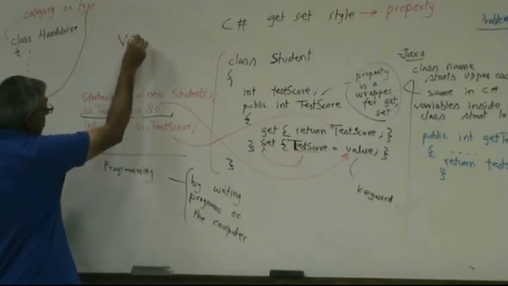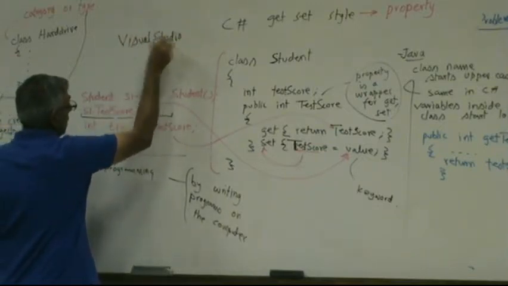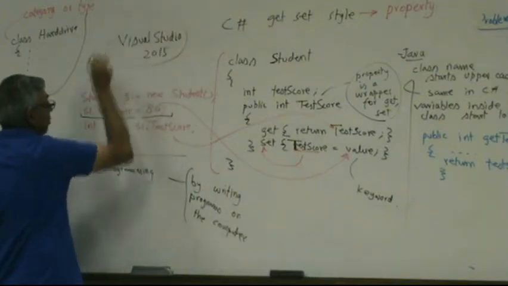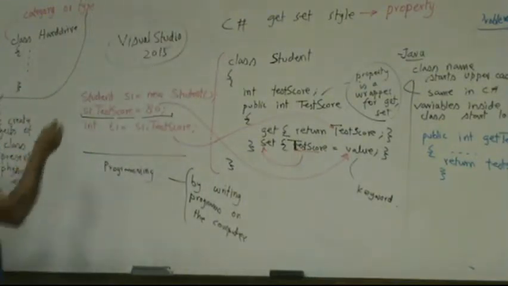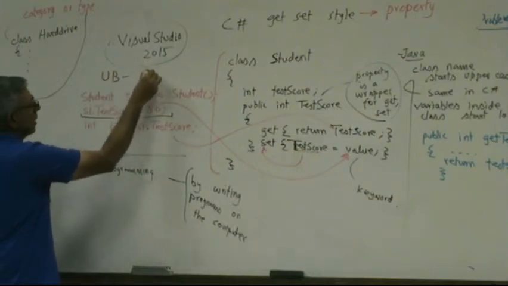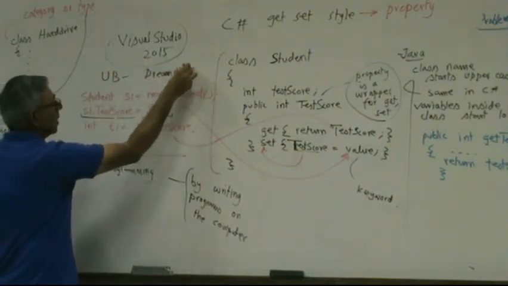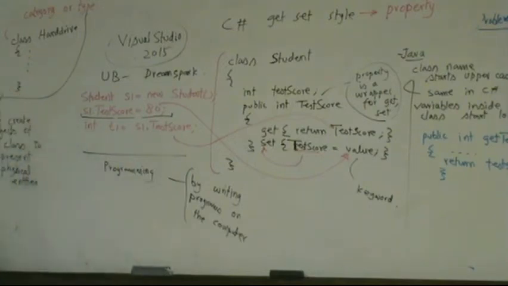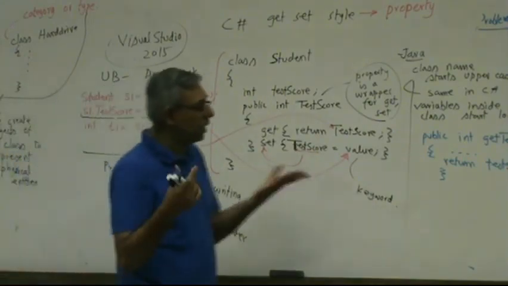You guys should download Visual Studio 2015, that's the latest. We'll work with the latest. UB has, is it called DreamSpark? I forgot what it was called. I'll put the information on the Kiwi website. Through DreamSpark you can download the latest full version of Visual Studio. So try to have it ready so that Wednesday onwards you start creating programs. All right, today I'll stop over here unless you guys have any questions.